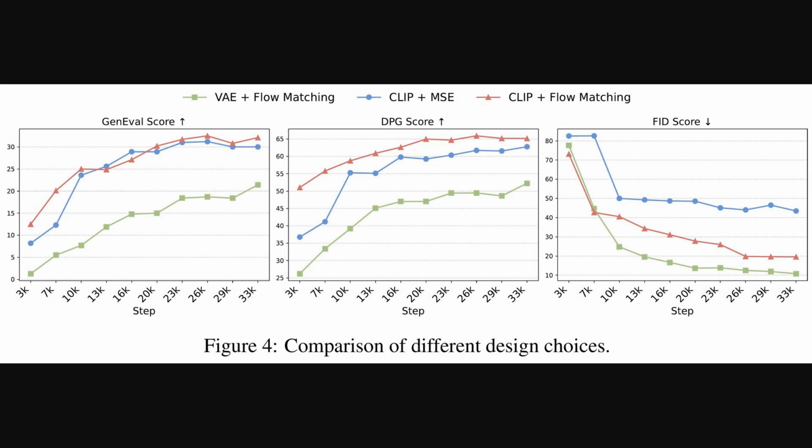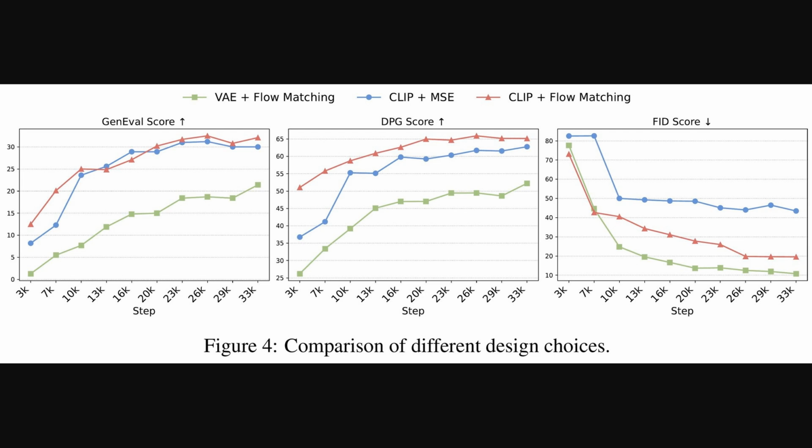Okay, so we just looked at the conceptual design choices for image generation. Now, Figure 4 gives us some quantitative results, actually comparing how these different approaches perform over training steps. We're seeing 3 key metrics here. First, there's the GenEval score and the DPG score, and for both of these, a higher score is better, indicating better image generation quality or alignment. Then we have the FID score. FID stands for Fréchet Inception Distance, and this metric measures how similar the generated images are to real images, so a lower FID score is what we're looking for.